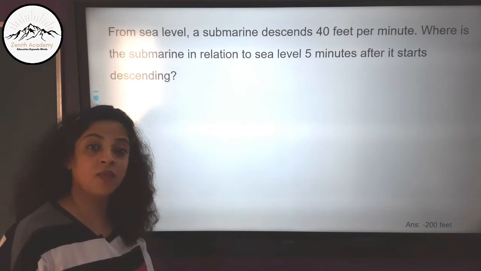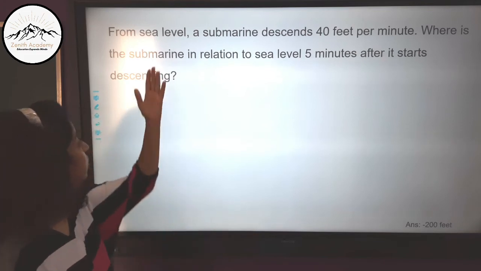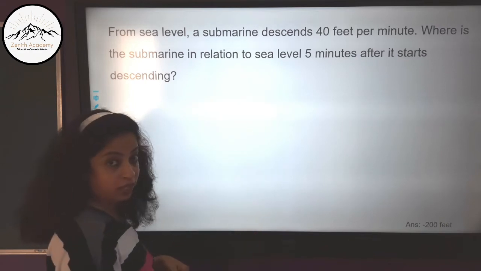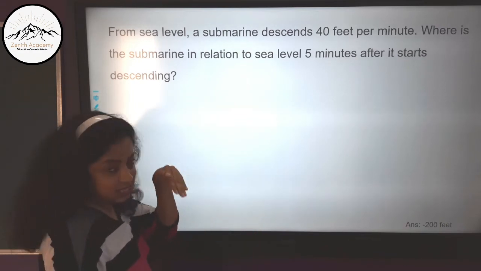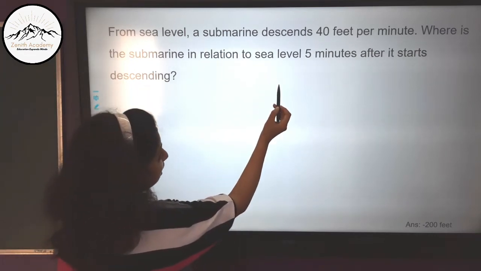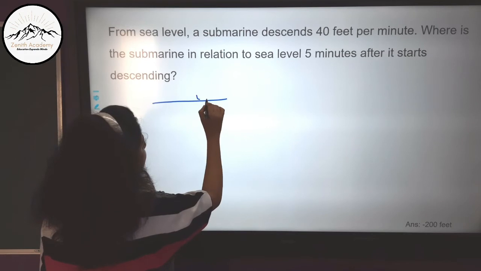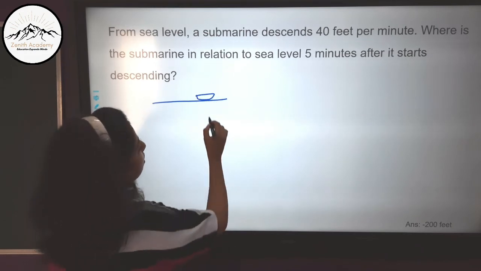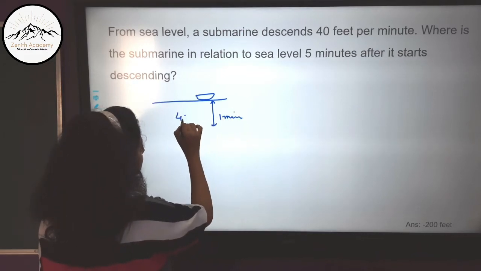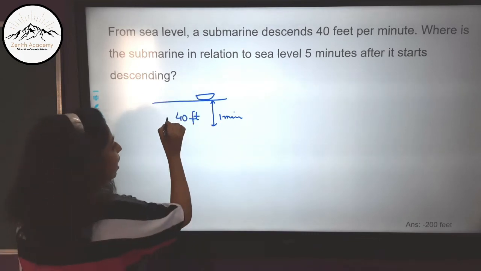Now we are doing some word problems, that is the applications of multiplication and division of integers. So let's look at the first problem. From sea level, a submarine descends 40 feet per minute. Means every minute the submarine is descending 40 feet. Where is the submarine in relation to the sea level 5 minutes after it starts descending? If this is the sea level and right now suppose the submarine is here, in 1 minute, how much does it descend? In 1 minute, it descends 40 feet. Since it is going down, this will be minus 40.